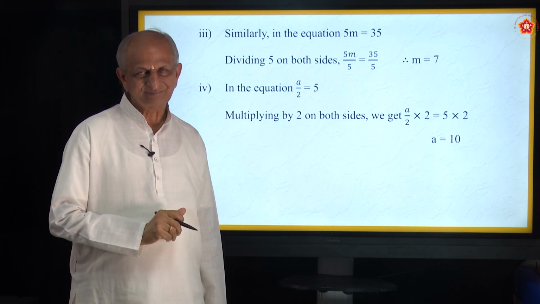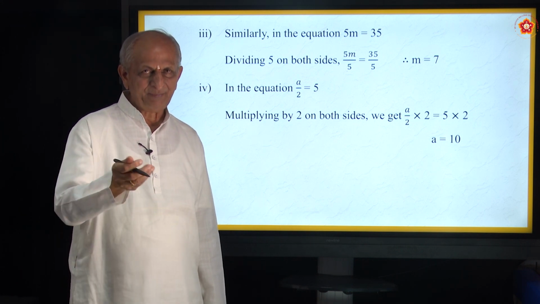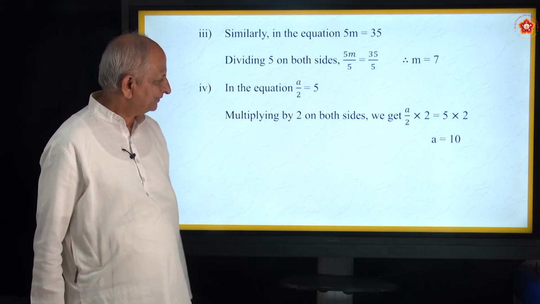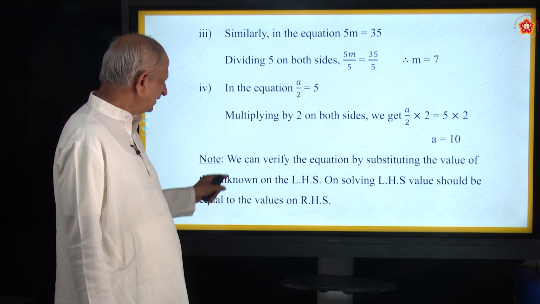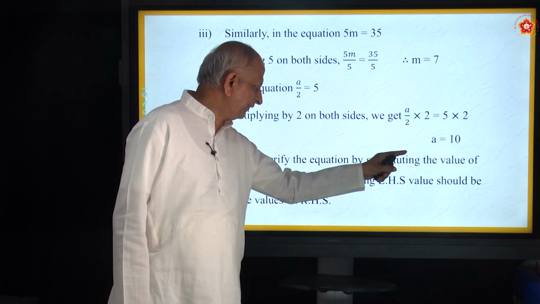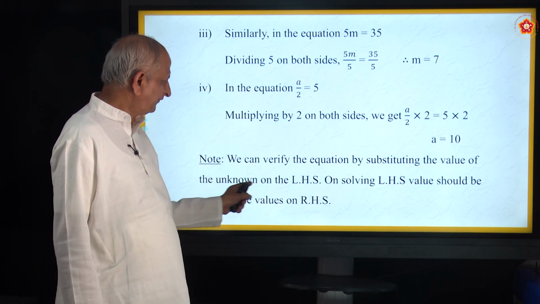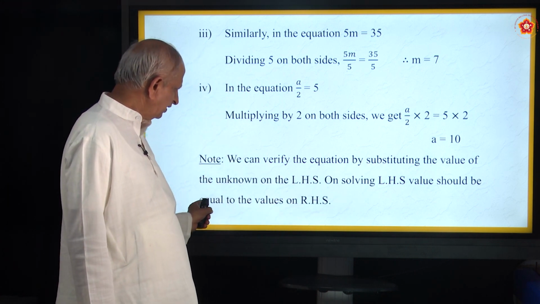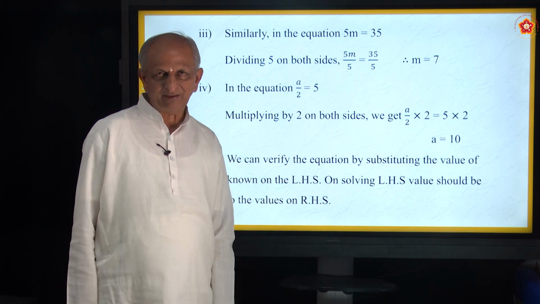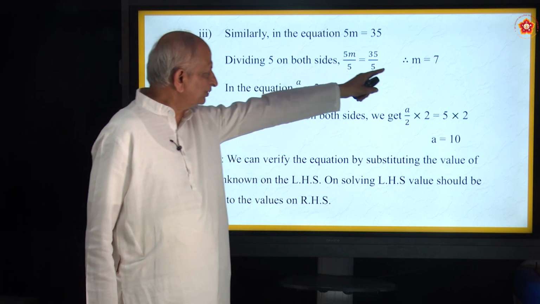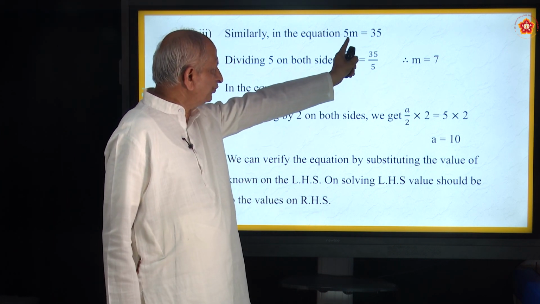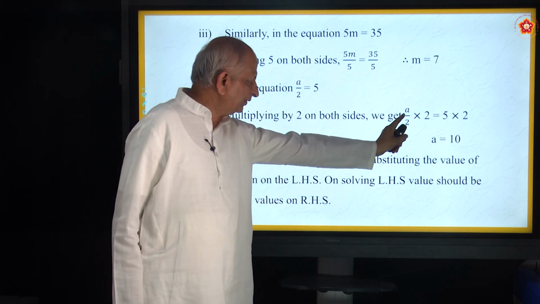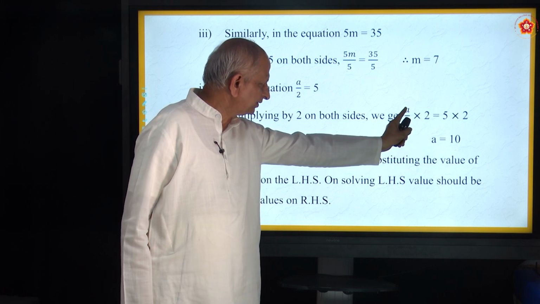Very, very simple. It may be a little difficult in the beginning, but once you go on working out, you find it very simple. Okay. So, we can verify the equation by substituting the value of the unknown on the left hand side. On solving, the left hand side value should be equal to the value of the right hand side. Suppose you put m is equal to 7 here, 7 into 5, 35, is it okay? And suppose you put a equals 10 here, 10 by 2, 5.